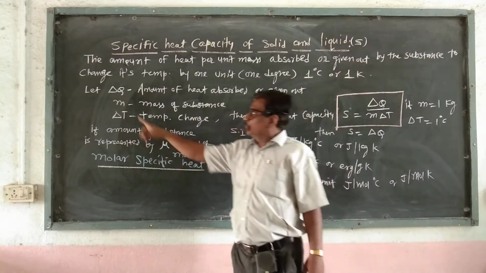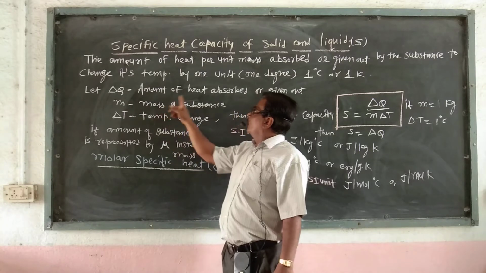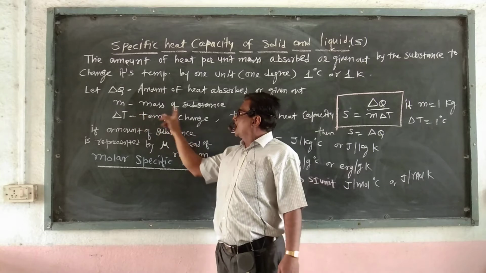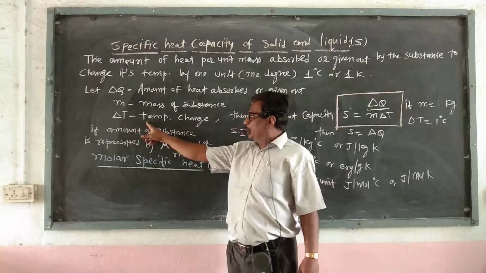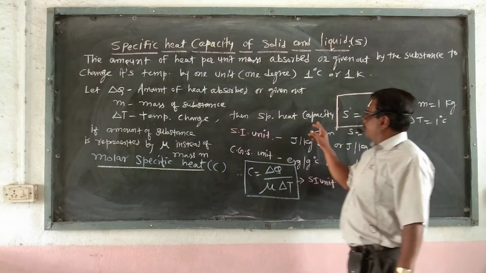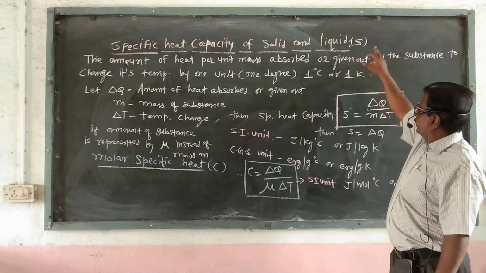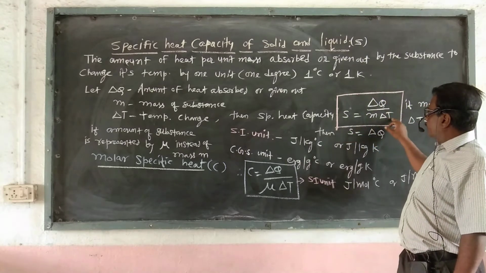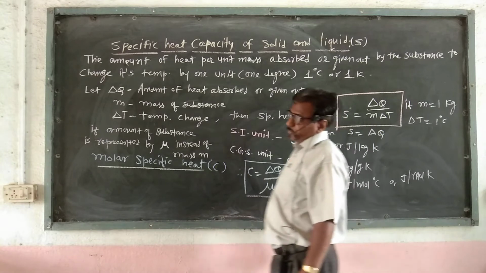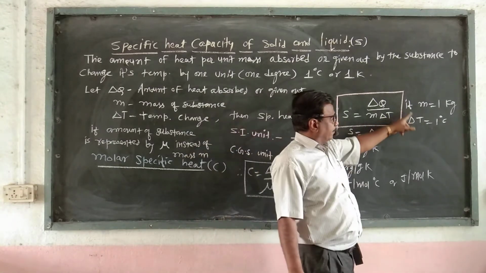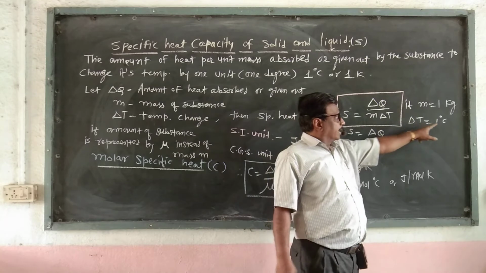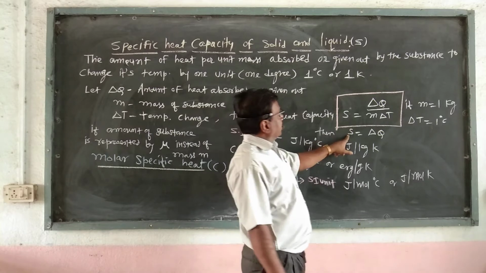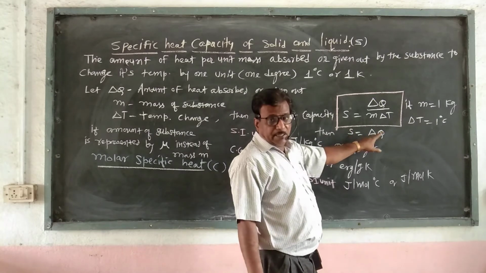Let us suppose delta Q is the amount of heat absorbed or given out, M is the mass of the substance, and delta T is the temperature change. Then specific heat capacity S is given by the formula S = delta Q upon M into delta T. If we substitute mass equal to 1 kilogram and change in temperature delta T equal to 1 degree Celsius in that equation, we get specific heat capacity S equal to delta Q.